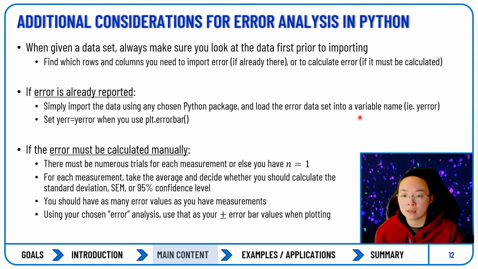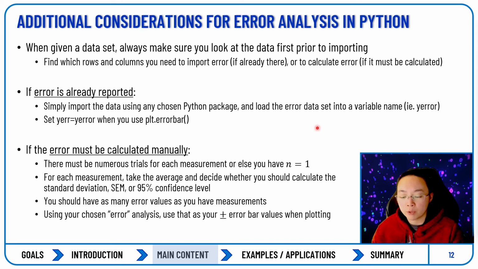Now, if it's something that's already reported, usually you just import the data points and then load your error data into a variable name like yerror. And then you can set your error bars or y error bars to that variable when you use the matplotlib function errorbar. But in most cases, your error is going to have to be calculated manually.